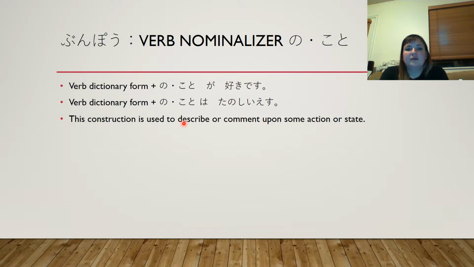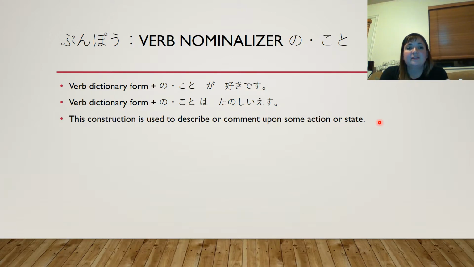Okay, so again, this construction is used to describe or comment upon some action or state. So up to this point, you guys know how to describe, you've been able to give opinions on things. So you could say I like shopping, right? Because we have a noun for that. Kaimono ga suki desu. You know how to talk about other things you like. So you could say, chocolate ga suki desu, right? Or we could say like, Nihongo wa tanoshii desu. We're able to do that with all these nouns.